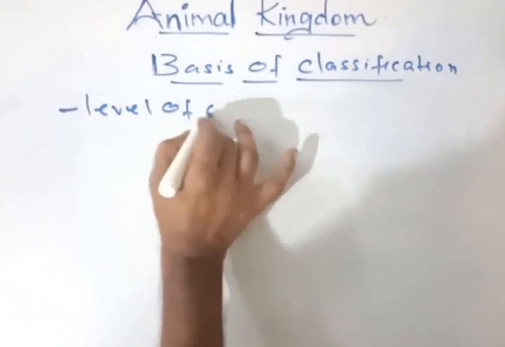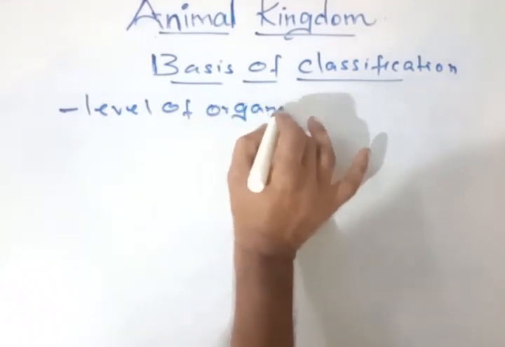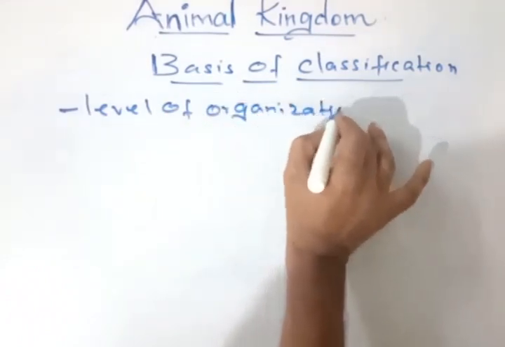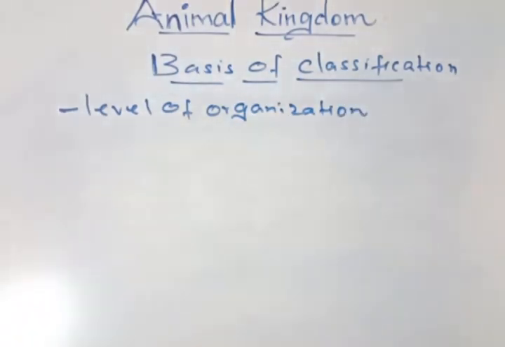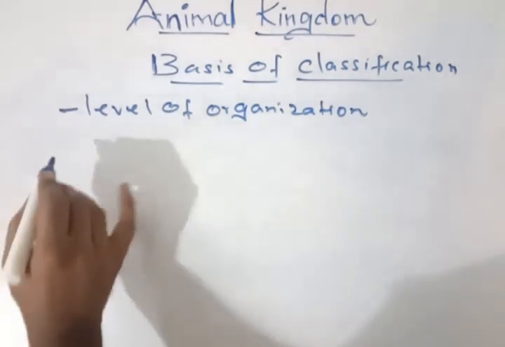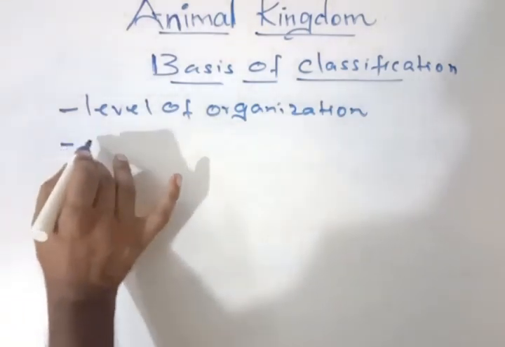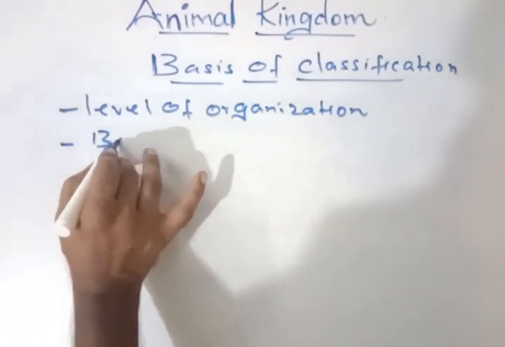Level of organization. In level of organization, the organism is made up of either cells, tissues, organs or organ systems. So based on this organization, they have classified. Number one. The second one is based on the body wall.